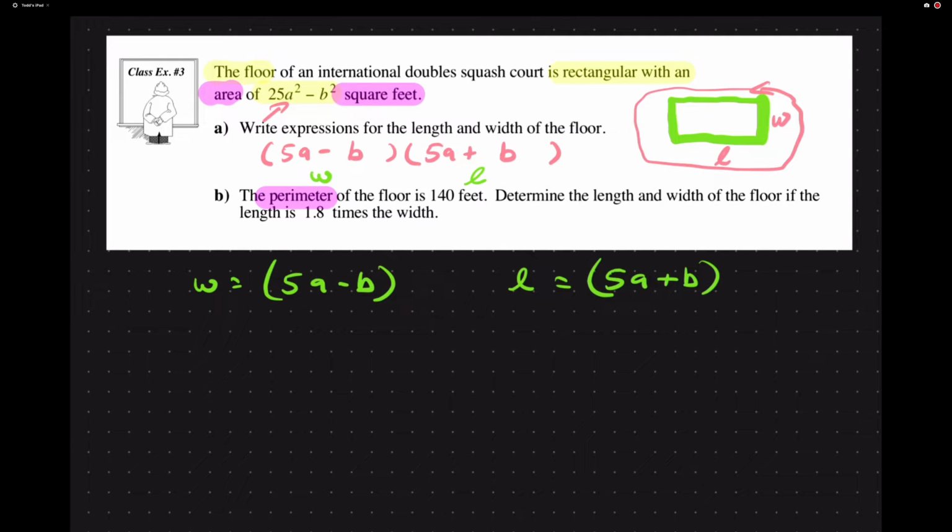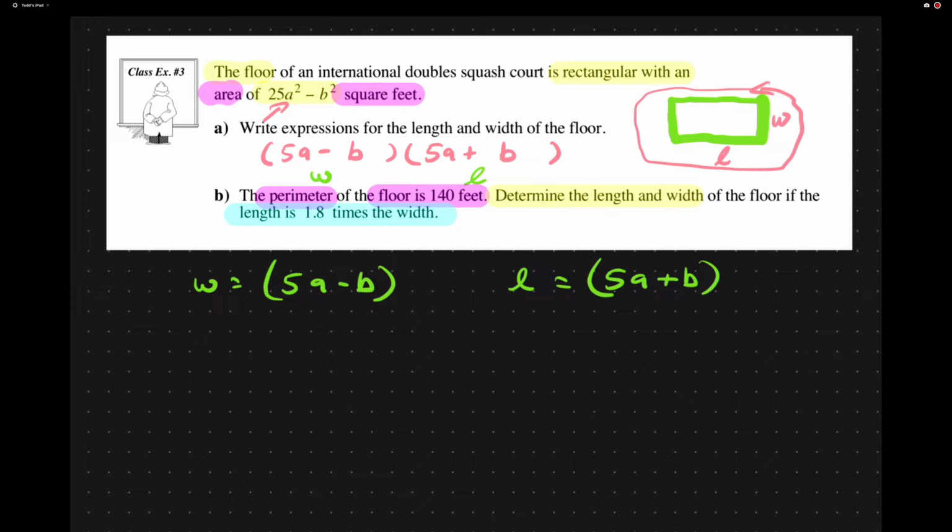Okay, and it says that if we did that, it equals 140. So the perimeter is 140 feet. Determine the length and the width. That's what they want us to do. And it gives us a little bit of information here. The length is 1.8 times the width. So the length is almost twice as much as the width.